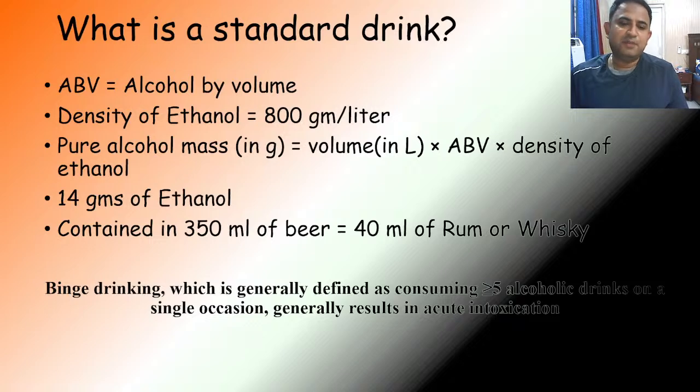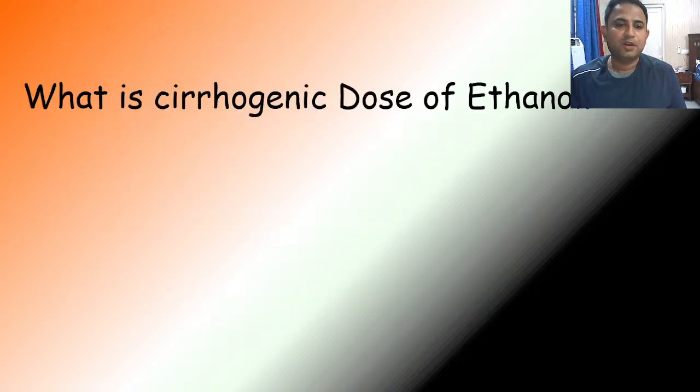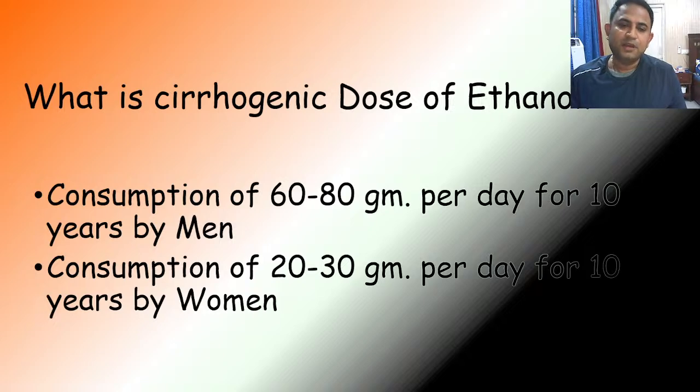So how do you define binge drinking? Binge drinking is defined as consumption of 5 standard alcoholic drinks on a single occasion that results in acute alcohol intoxication. The next question is, what are cirrhogenic doses of ethanol? Are the cirrhogenic doses of ethanol the same for men and women? Consumption of 60 to 80 grams per day for 10 years by men will be defined as cirrhogenic, and 20 to 30 grams per day for 10 years by women will be considered cirrhogenic.